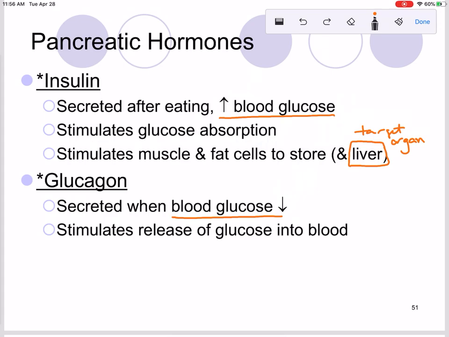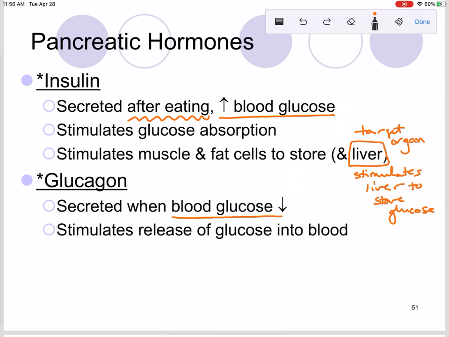So insulin is released when blood glucose is too high. Glucagon is released when blood glucose is too low. What do they do? Well, if blood sugar is too high, insulin is going to stimulate the liver to store sugar. If I have too much blood sugar, I can get rid of some of that blood sugar by storing the sugar in the liver. And what do I store sugar as?